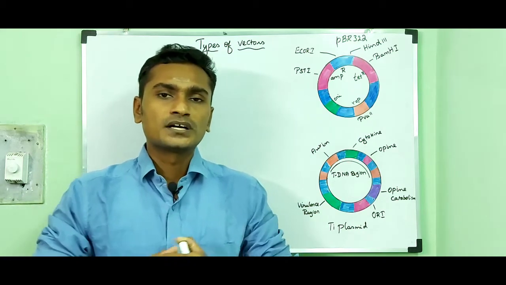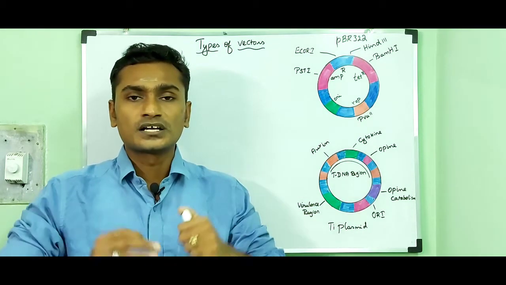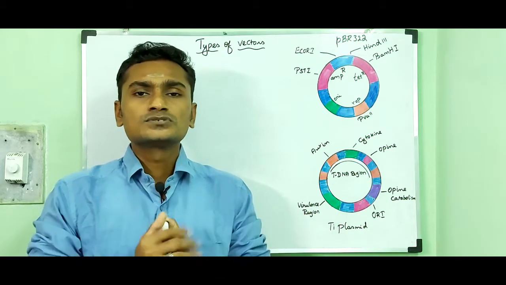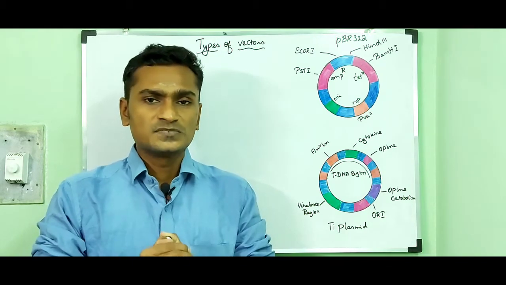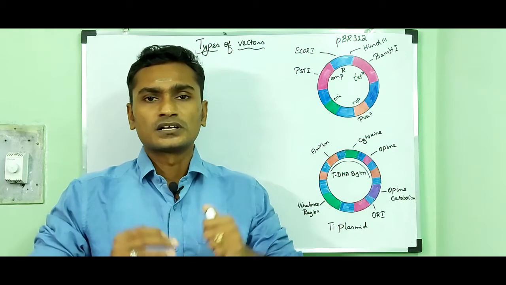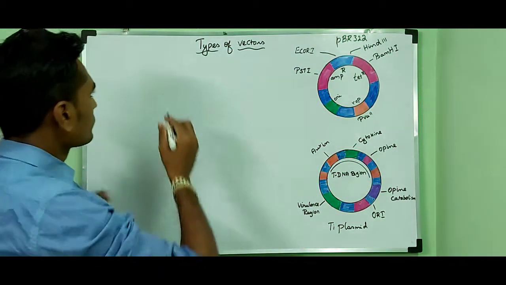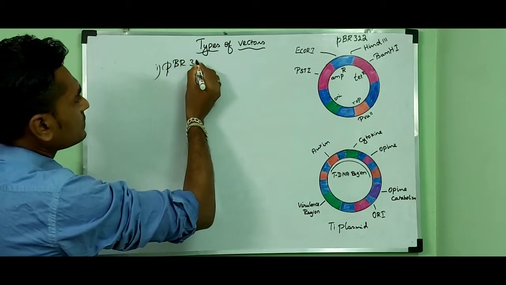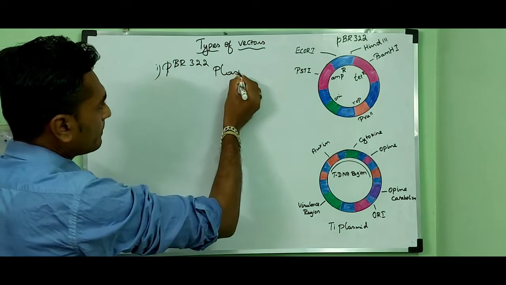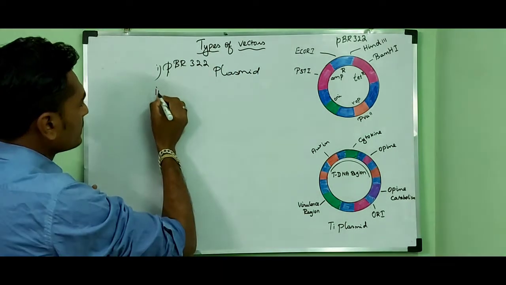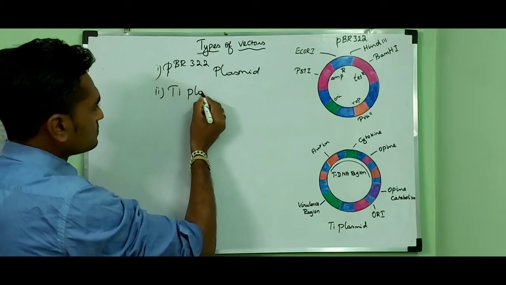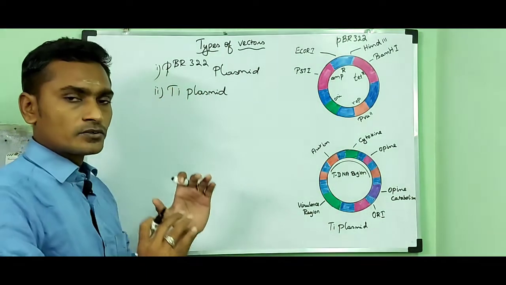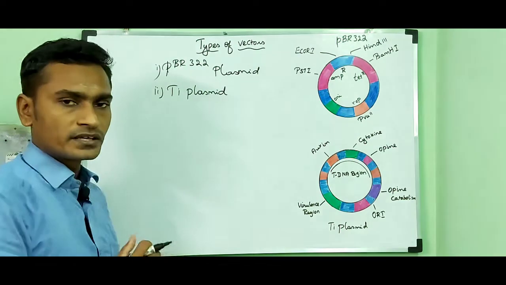So in this video, we are going to discuss the types of vectors which are widely used in gene cloning experiments. In our book, they have given two types of vectors. They come under plasmids. The two types of plasmids given in our book are the PBR 322 plasmid and the TI plasmid. So in this video we are going to mainly concentrate on these vectors.